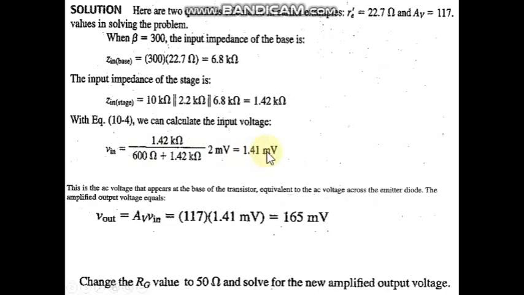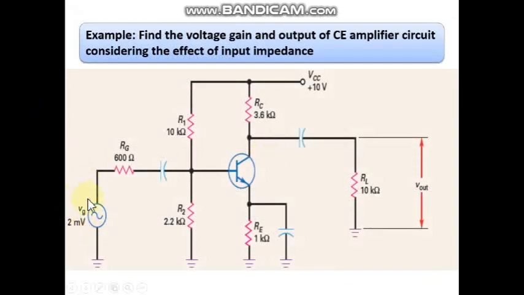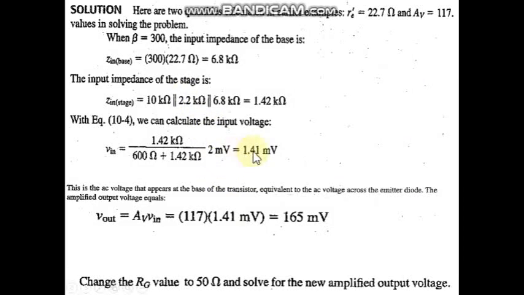So you can clearly see here that your Vg is 2 millivolt, but the voltage we get as V input is 1.41 millivolt, so slightly lower than the supplied voltage. This is the AC voltage source that appears at the base of the transistor, that is 1.41 millivolt, equivalent to the AC voltage across the emitter diode. The amplified output, that is V out, is nothing but AV into V in, so we can calculate that it is 165 millivolt.